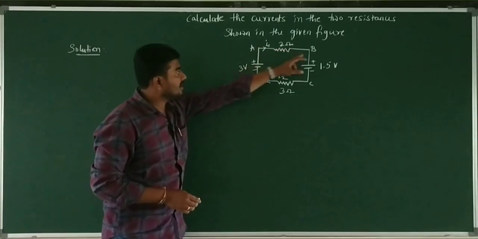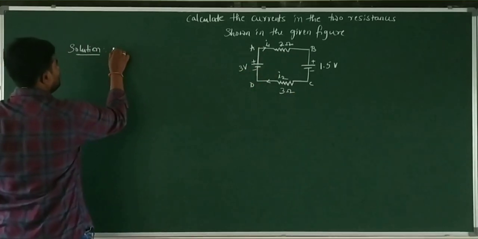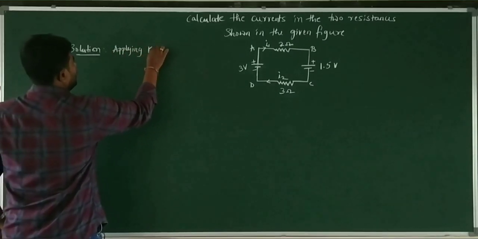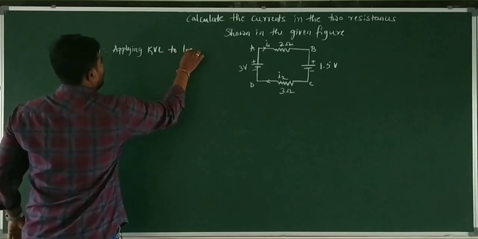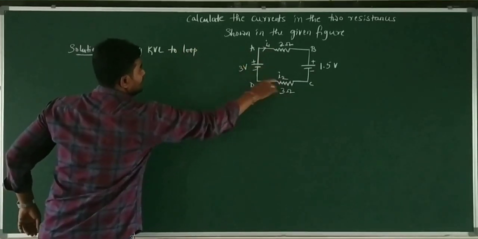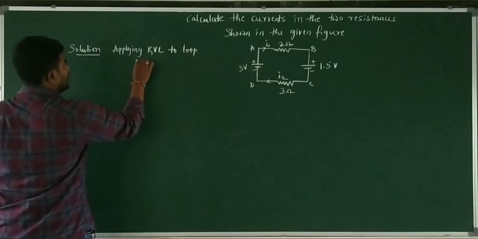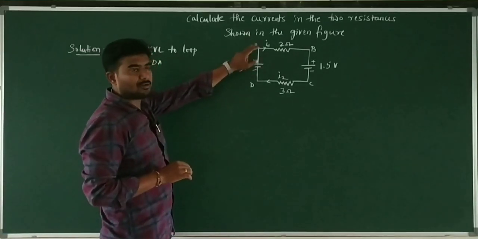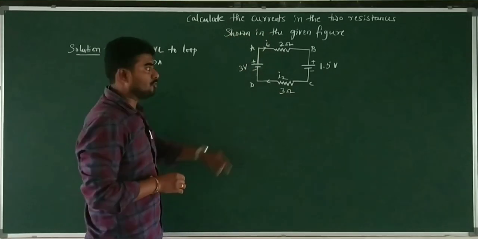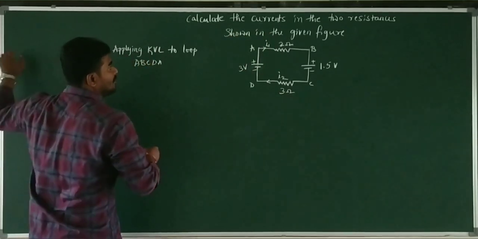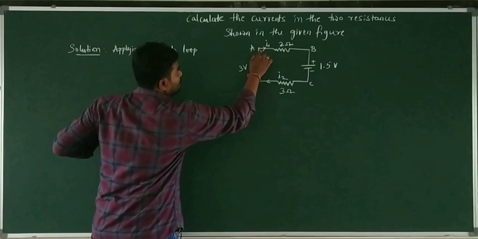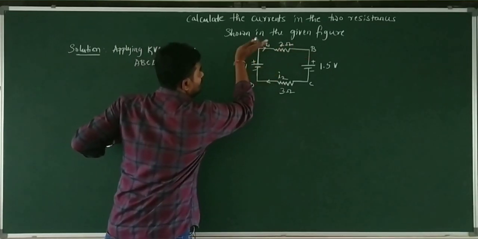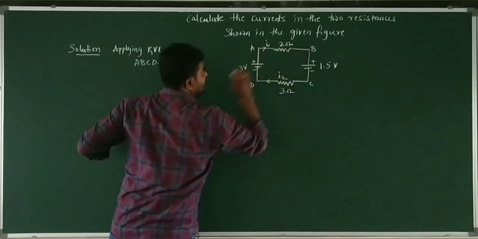We shall apply KVL to the loop. Applying KVL to loop. Which loop? A, B, C, D and A. A, B, C, D, A. We shall start from A and we shall terminate at A only. Then and then only the loop is going to complete. See here, we shall begin from this point A. Current is along this direction. We are moving also in the same direction.